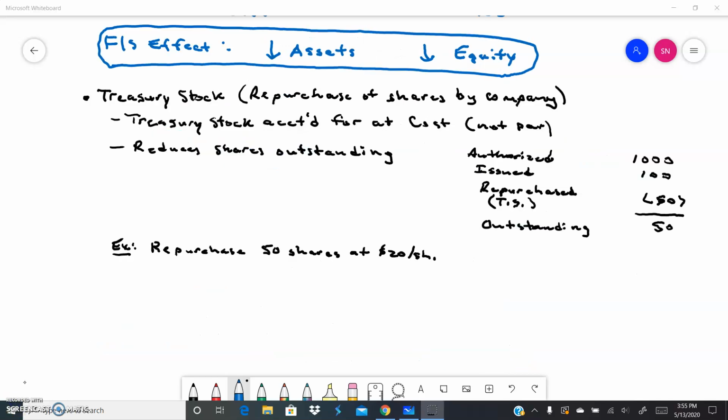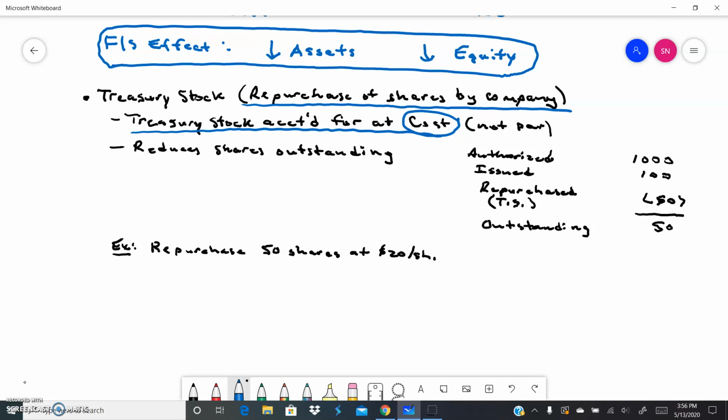So the third corporate transaction that involves equity is called treasury stock. And treasury stock is basically the repurchase of shares by the company. And basically, the reason it's called treasury stock is they put them in the treasury. They put them, let's say, in a vault. Now, the important thing to note here is that treasury stock is accounted for at cost. It is not accounted for at par. So when we're issuing stock, we're accounting for it at par value. But when we're repurchasing stock for the treasury, we're accounting for it at cost. So that's a big, big difference.